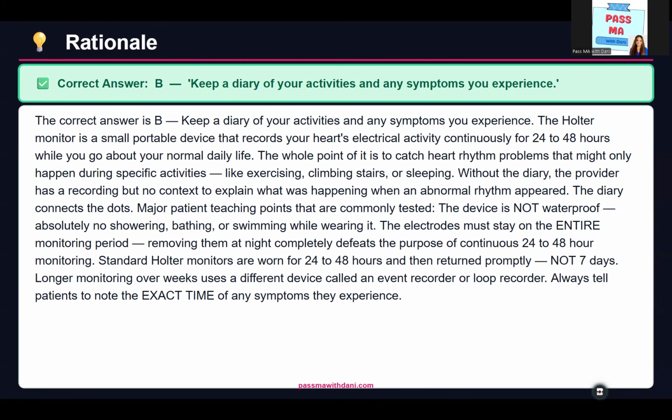Now, another thing, the device itself is not waterproof. So we advise the patients do not shower with it, do not bathe, do not jump into a river, a lake, or a swimming pool while you are wearing the monitor. And patients must keep the electrodes on.